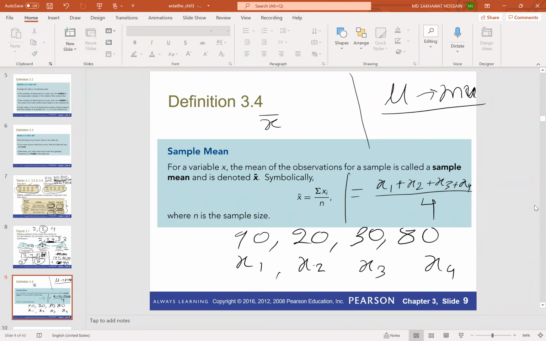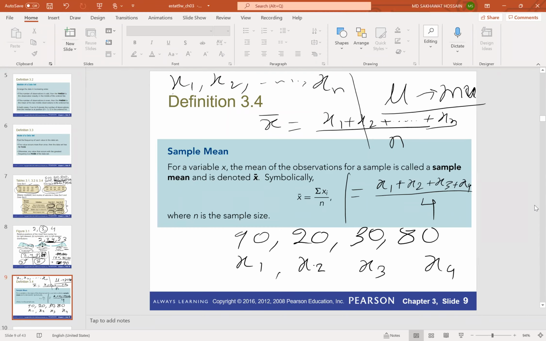Now, if we have a number of observations, for example x1, x2, and n could be any natural number. n could be 1, 2, 3, 4, 5, 6, 7, 8, 9, 10, 11. So n is a natural number. Now we have n observations, right? If you add them together, it will be x1 plus x2 up to xn, divided by n. So this is the sample mean.